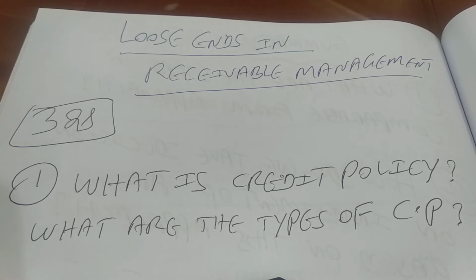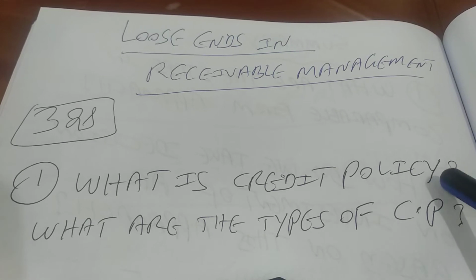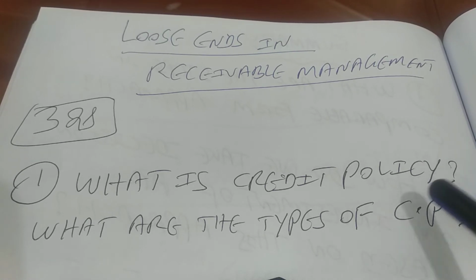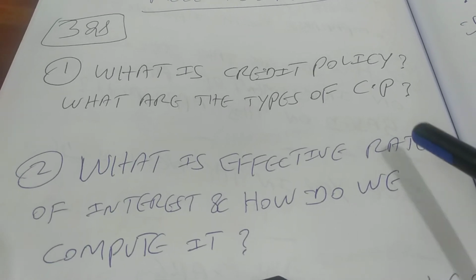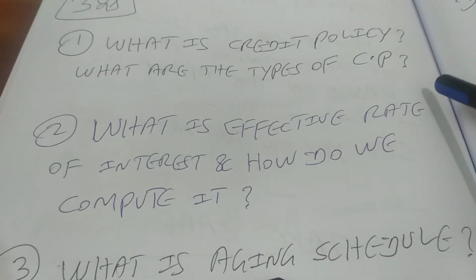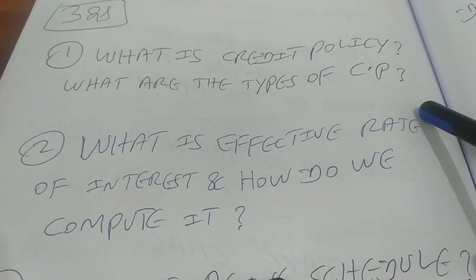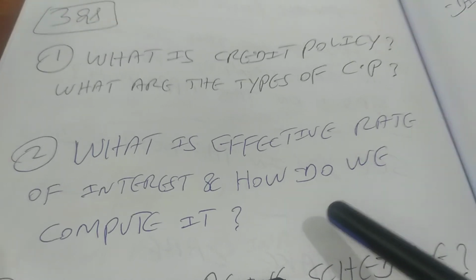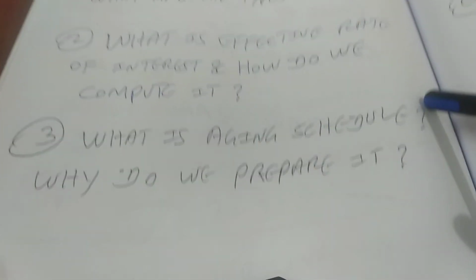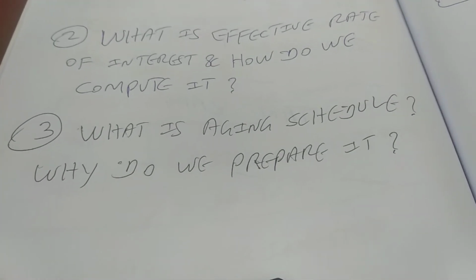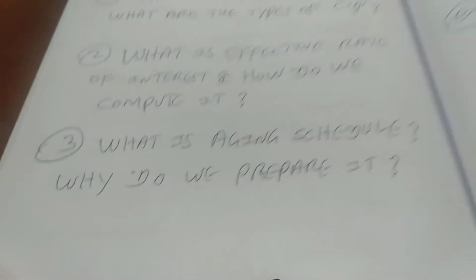Hello all. In this video, we'll have a discussion on loose ends in receivable management. So there are basically three questions we are trying to answer. Question number one, what is credit policy? What are the types of credit policy? Question number two, what is effective rate of interest and how do we compute it? And the last one is, what is aging schedule? Why do we prepare it?